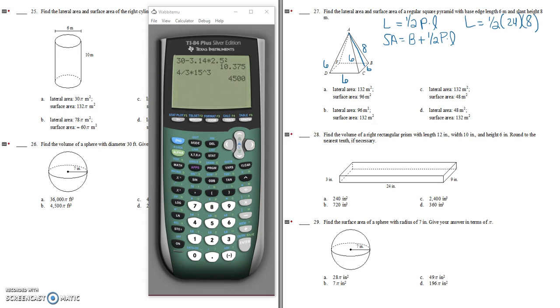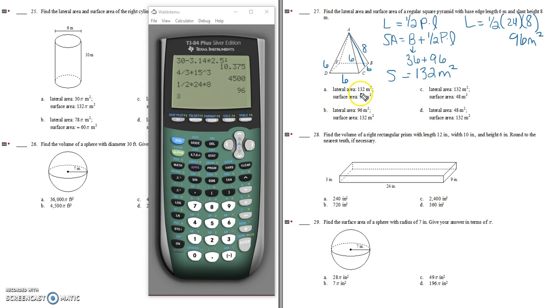So let me go to my calculator here. 1/2 times 24 times 8, that gives me 96. So my lateral area is 96, and that's going to be meters squared. And then I need the area of the base. So the area of the base is going to be the length of the side squared. So 6 times 6 is 36 plus 96. So that adds up together to give me 132, and that's also meters squared, and that's my surface area.